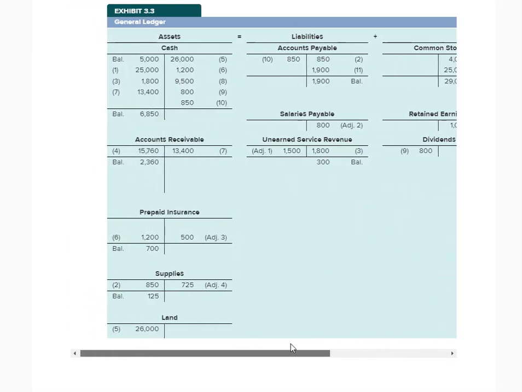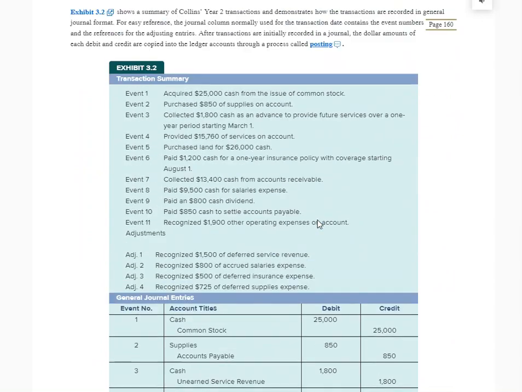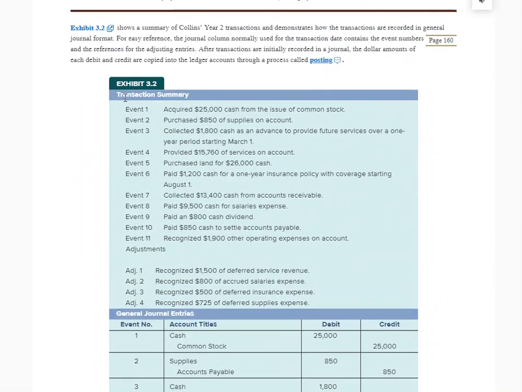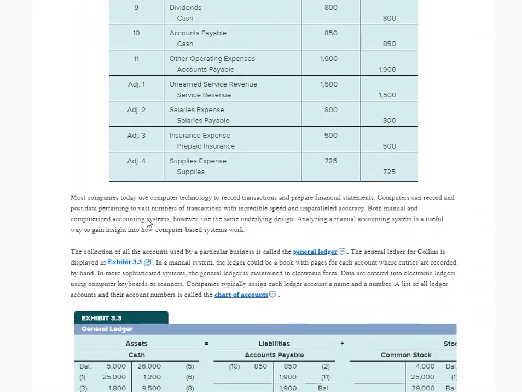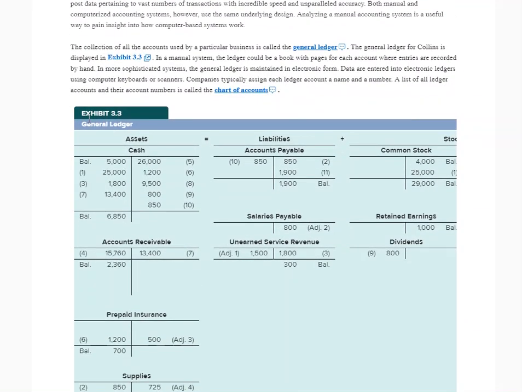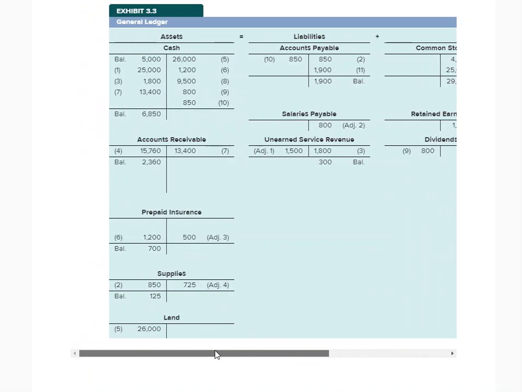So come back to these couple exhibits in your book. And again, that's exhibit 3.2 that lists all the transactions and then shows all the journal entries below it. And then just below that is exhibit 3.3 showing the exact same thing in T account format. And these pages are an excellent reference for you. So please bookmark those and visit them often, especially if you need help on your homework.